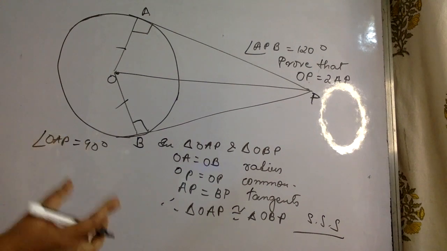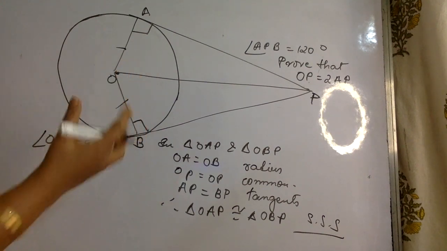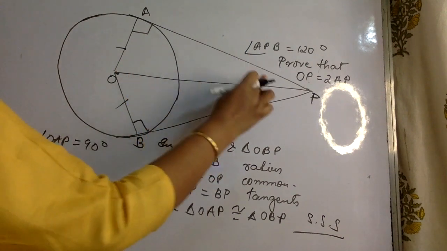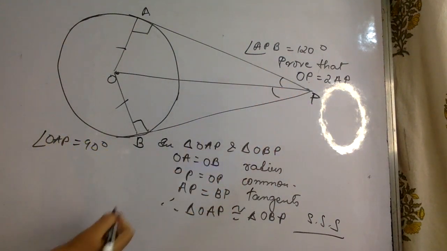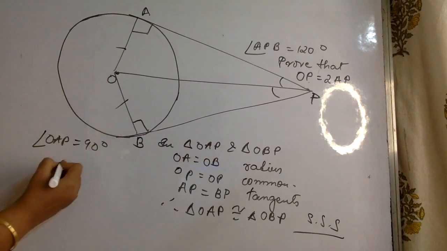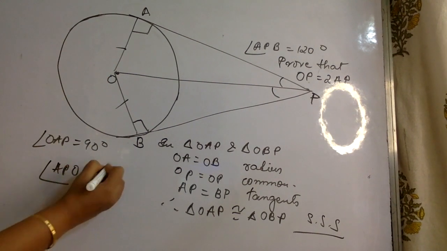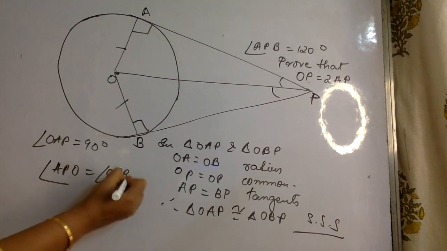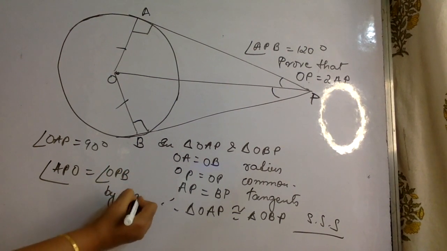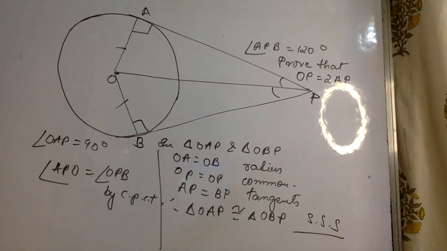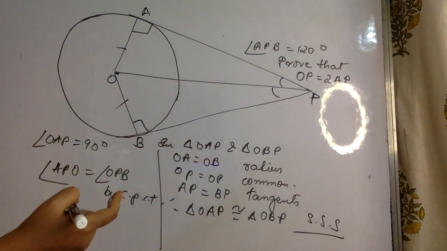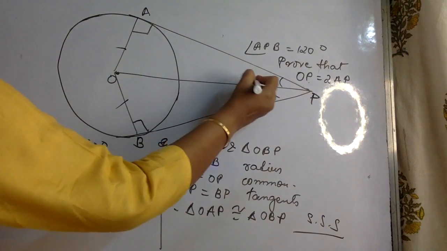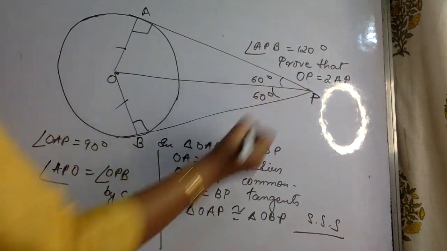Now why then prove the congruence? Why do we need to prove the congruence then? If this full angle is 120, then these two angles are equal. So what we'll write here is angle APO is equal to angle OPB by CPCT. Yes, by CPCT these two angles are equal. In that case, this becomes 60 degrees and this becomes 60 degrees.